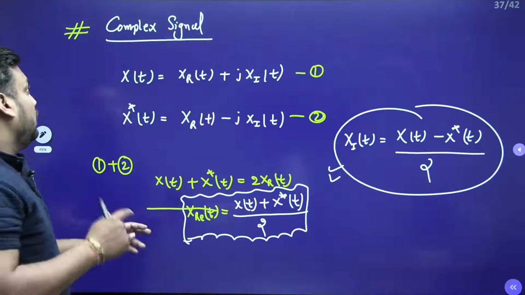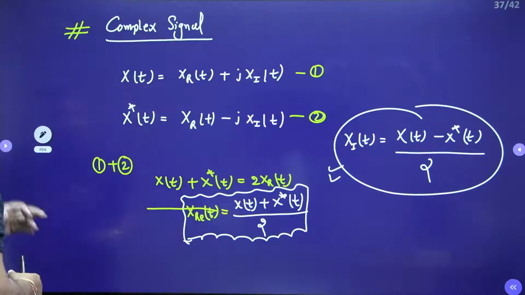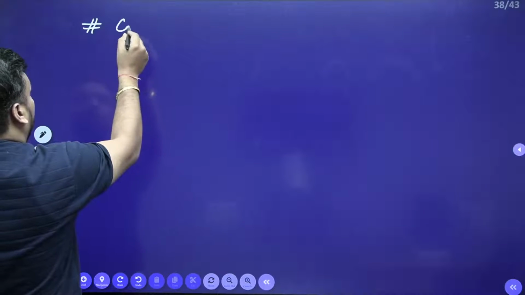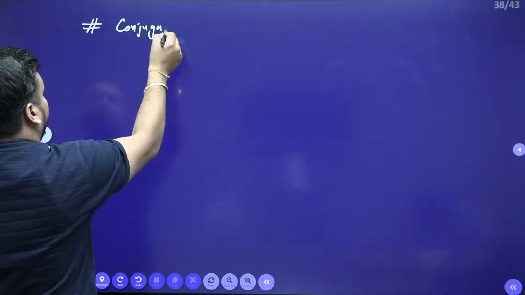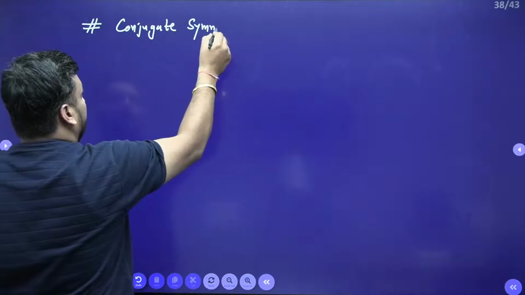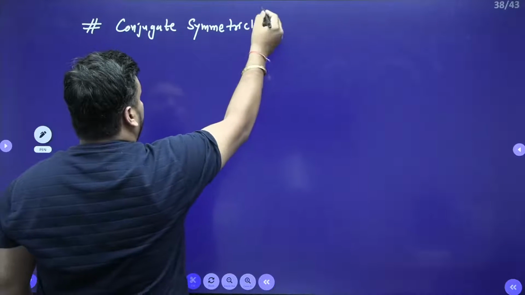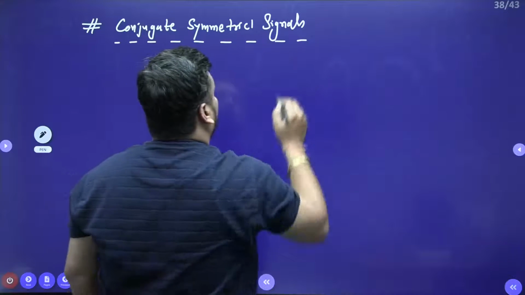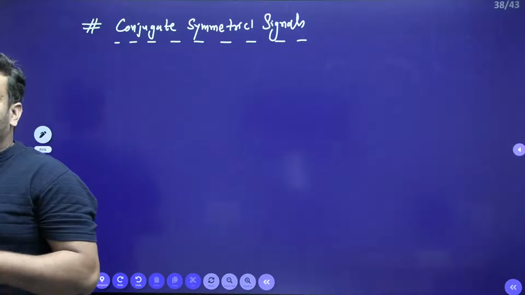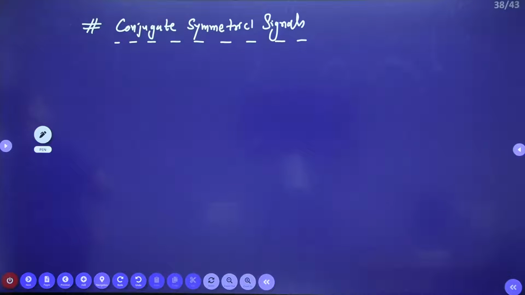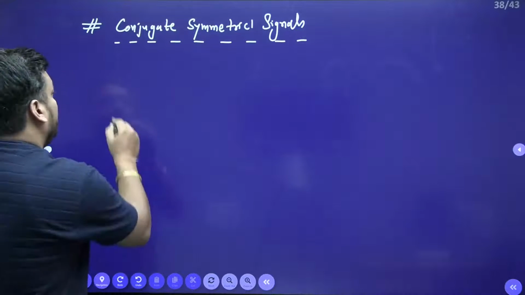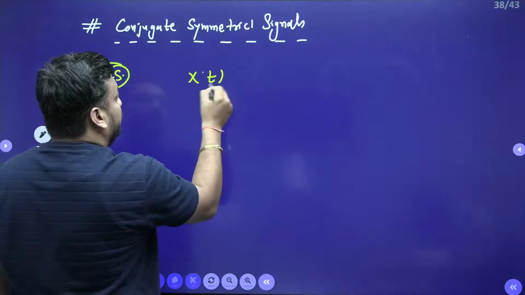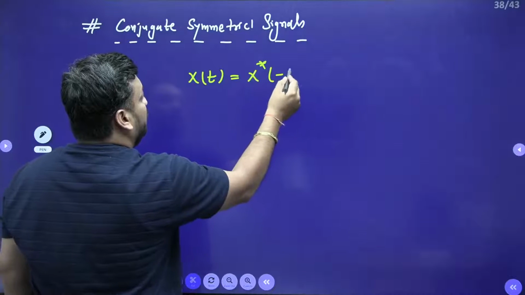Yes sir. चलिए. So now, student, tell me, complex signal की बात हुई. Next I am talking about the conjugate symmetric signal. A signal is said to be conjugate symmetric if it satisfies x(t) equal to x conjugate of minus t.